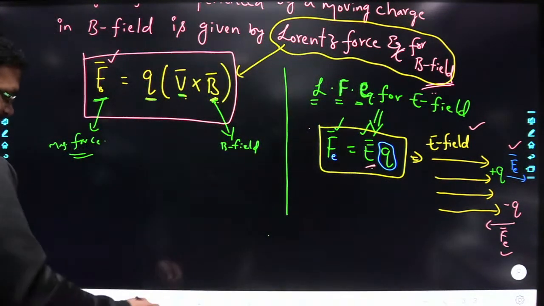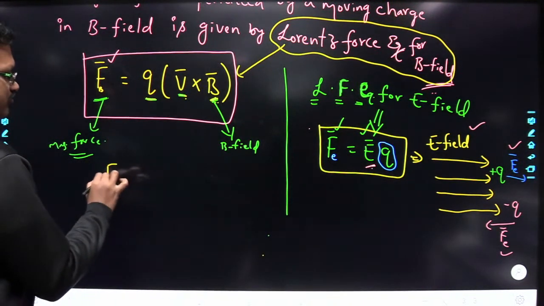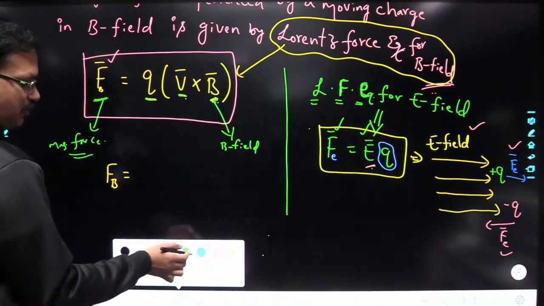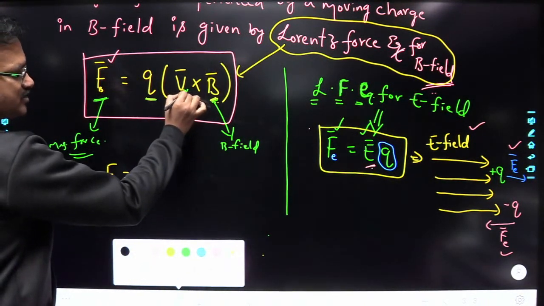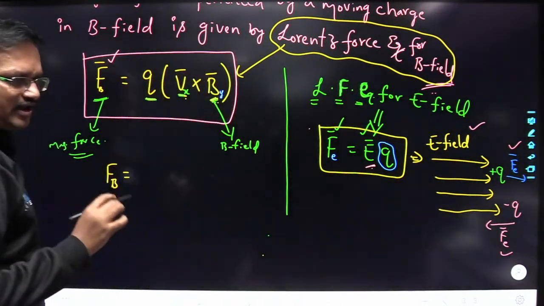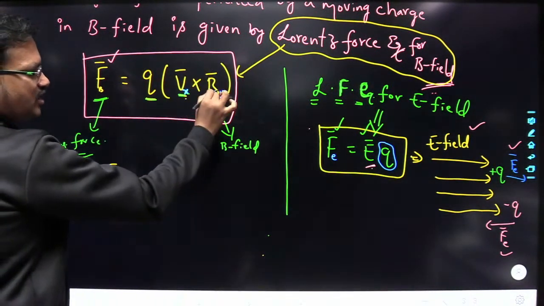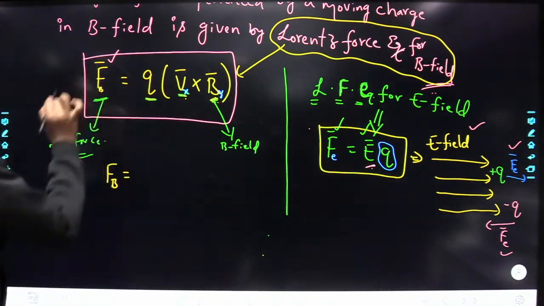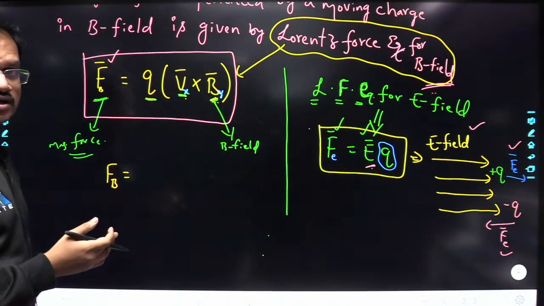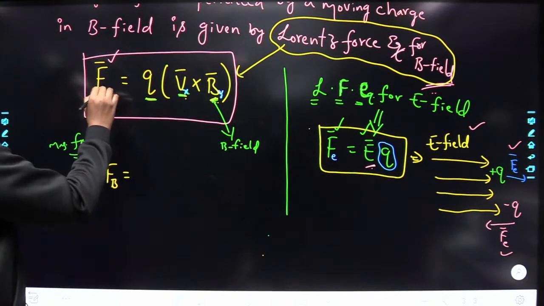Okay, see here. So FB is equal to what? Let us consider, for example, that velocity is in the x direction and the B field is in the y direction. Whenever you get a doubt, you can represent it like this. Then what is the direction of force here? x cross y. Yes or no? x cross y is nothing but z. So the magnetic force will be in the z direction.